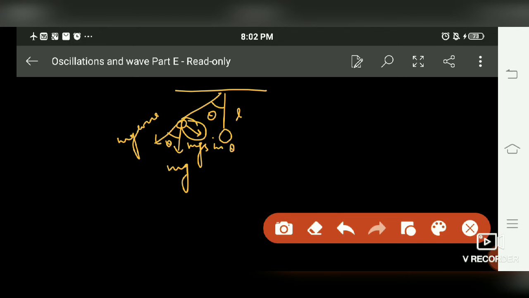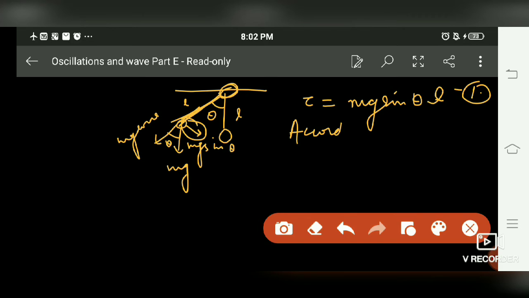This mg sin theta is providing a rotational motion to the length. As we know, in the rotation chapter we have learned tau is equal to the rotational force that is acting, mg sin theta, into the perpendicular distance from the fixed position, that is L. Let this be equation number 1. Where according to Hooke's law, force is directly proportional to displacement. Here instead of force we have angular rotational force, and angular displacement must be there, that is equal to k theta. This is the second equation.